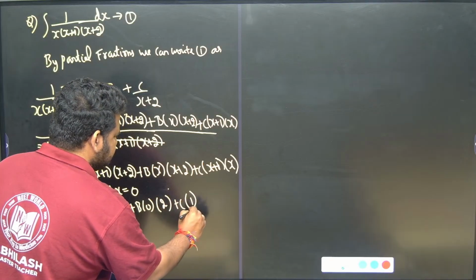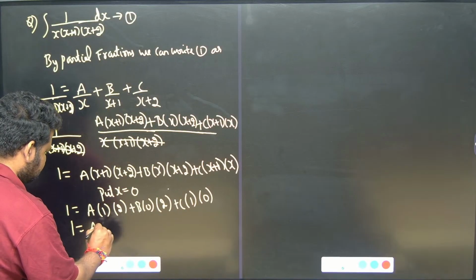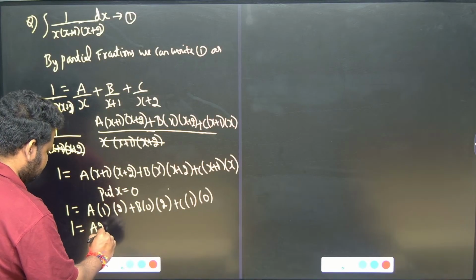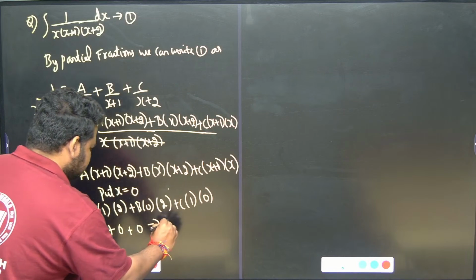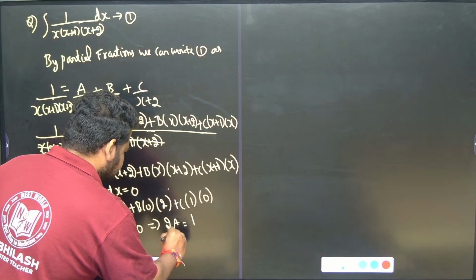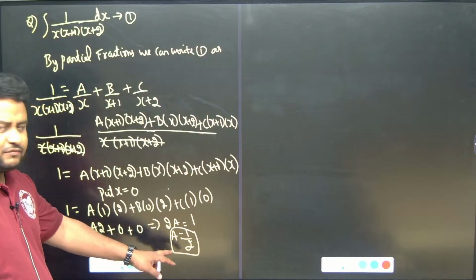0 plus 1 is 1 into 0, so this will be zero only. So 1 is equal to a into 2 plus 0 plus 0. That implies 2a is equal to 1, so a is equal to 1 by 2. So we got the value of a is equal to 1 by 2.